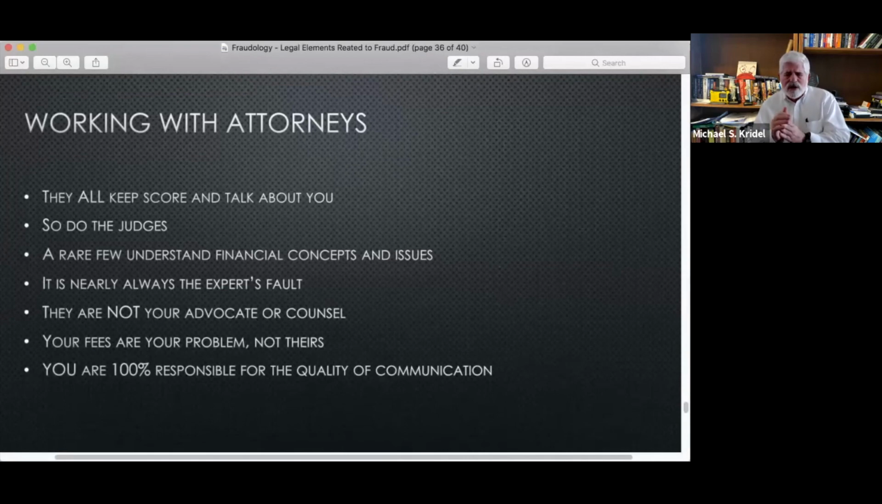Working with attorneys, keep this in mind. They keep score. They like to win. If they don't win and they think you're part of the picture, they will not say nice things about you when they talk to their colleagues. So understand that attorneys keep score, and for that matter, so do judges. Few attorneys understand financial concepts and issues, which is why they will always hire a financial investigator in financial cases. Therefore, you become part of that team.